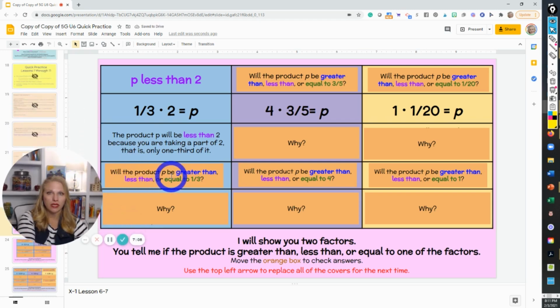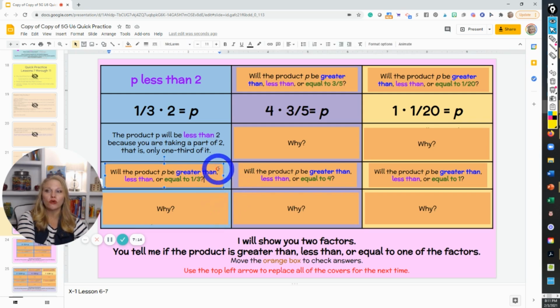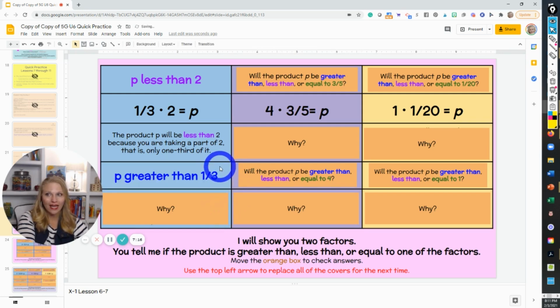Will the product P be greater or less than or equal to 1/3? Class, greater than. Why? Because we're taking 1/3 2 times. We're going to have 2 1/3, so it's going to be greater than 1/3. Boys and girls, read it with me. We go through another one. We talk about what the product will be, greater or less than, and then we'll go through our whys again.